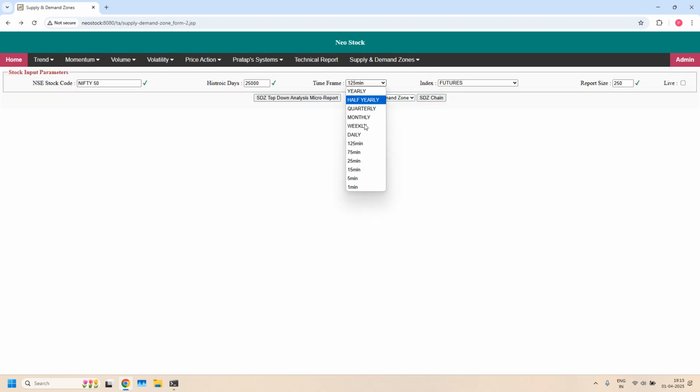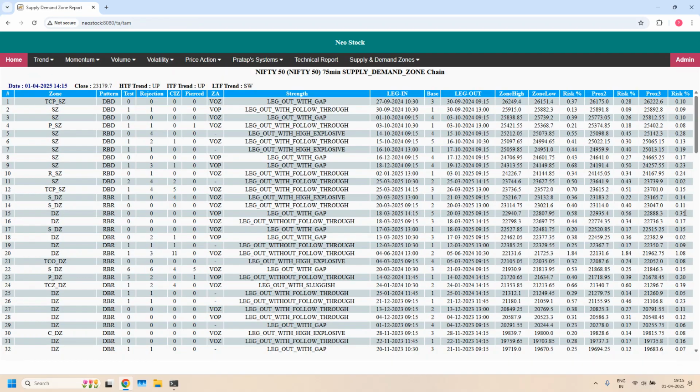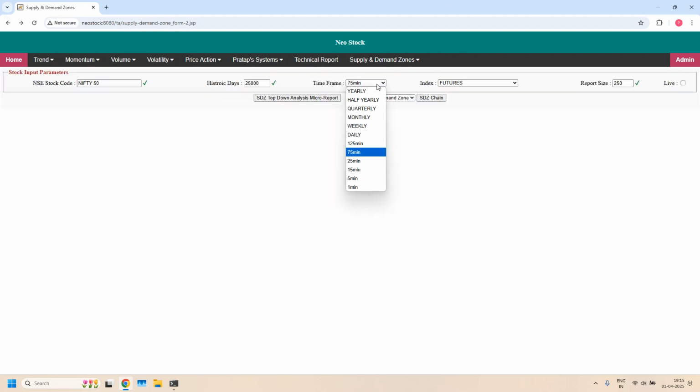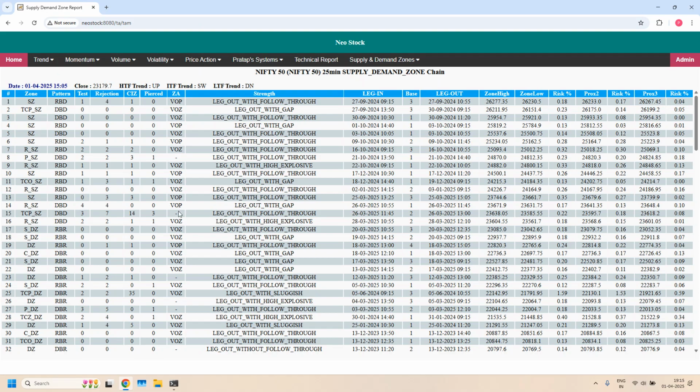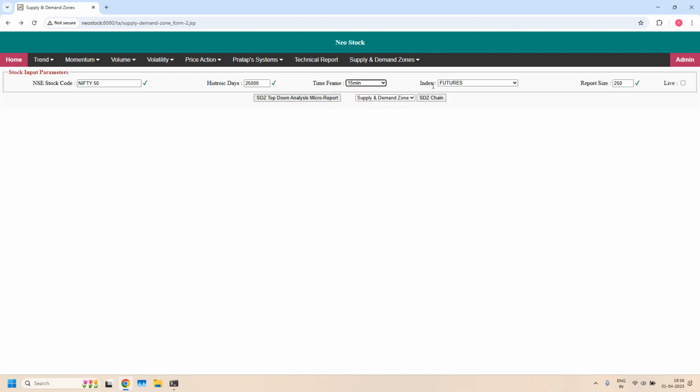Next, generating 75 minutes supply demand zone chain for NIFTY. Next, generating 25 minutes supply demand zone chain for NIFTY. Okay, next, generating 15 minutes supply demand zone chain for NIFTY.